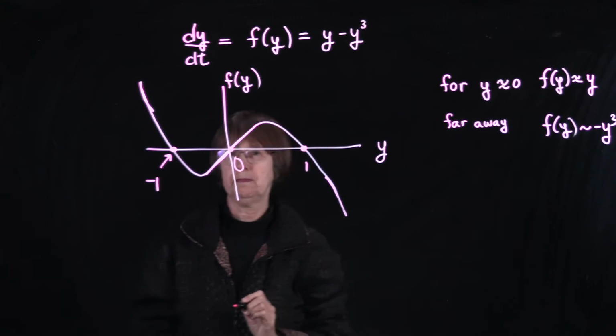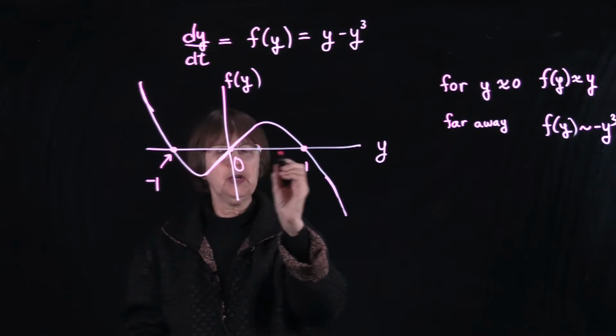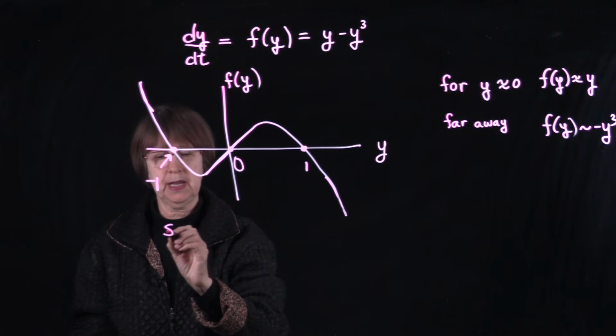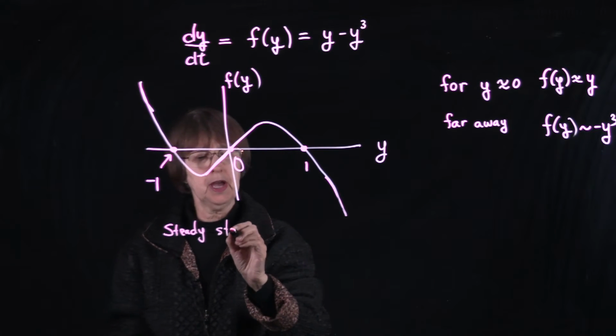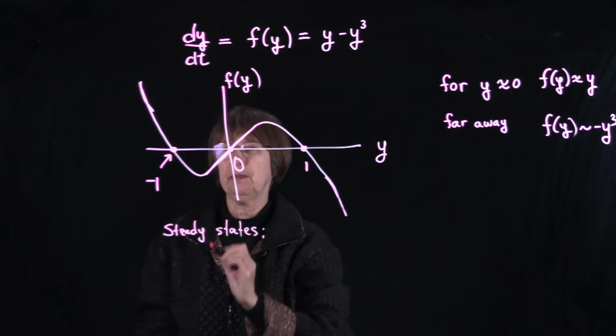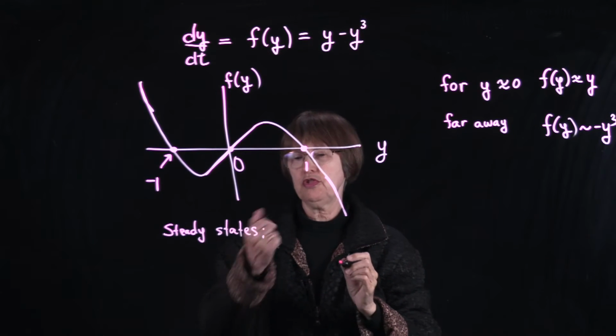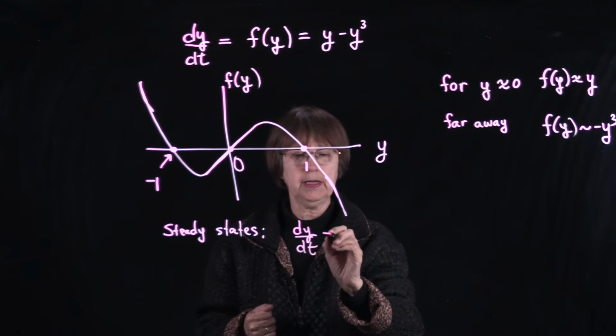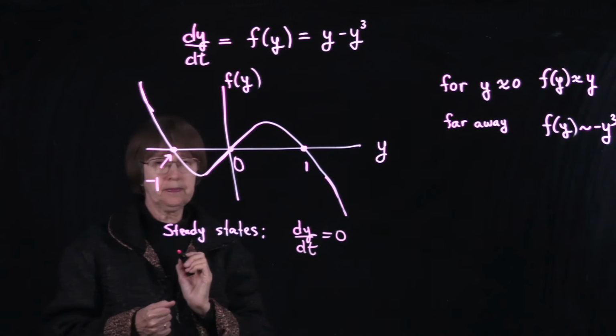So these 3 points are what we call steady states, and they are characterized by the fact that there's no change at that point. dy by dt is 0.